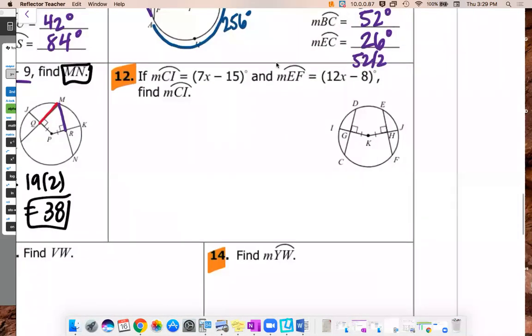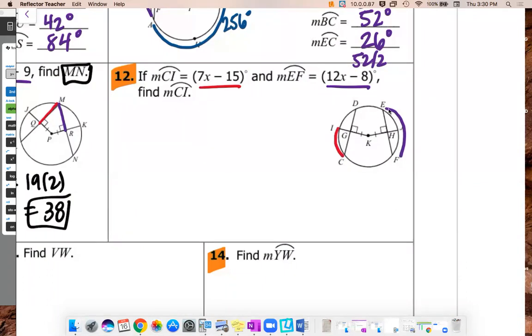Okay, the measure of arc CI, so this arc is 7x minus 15 degrees. The measure of arc EF, so this entire thing is this, and you want to find the measure of CI, so you're going to find this. Okay, so let's determine the relationship we've got. They're the same distance from the center, they are perpendicular, so that means my chords and my arcs are congruent, and it also means that these radii are cutting the chords and the arcs in half.